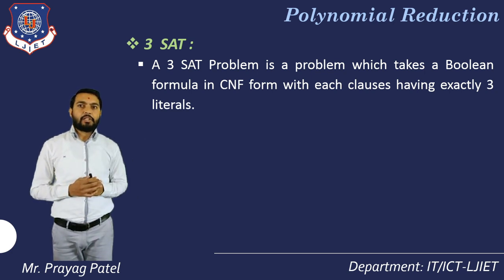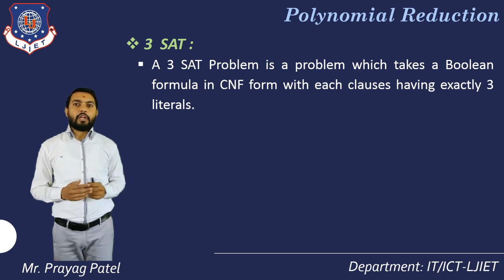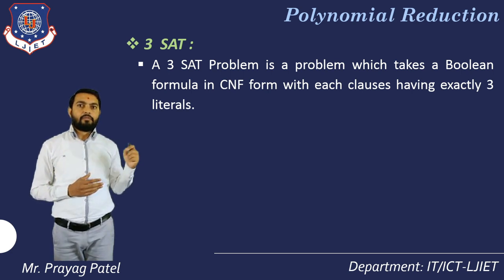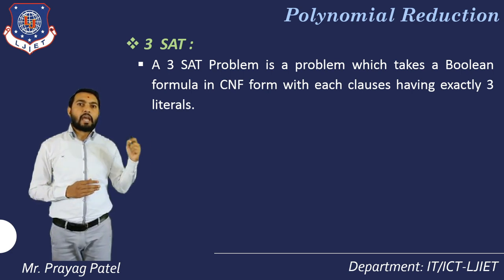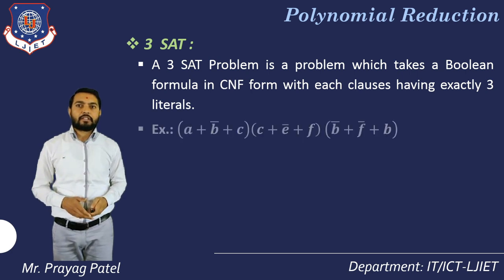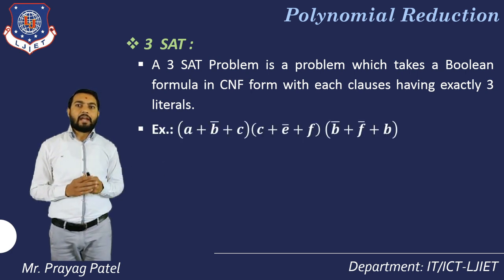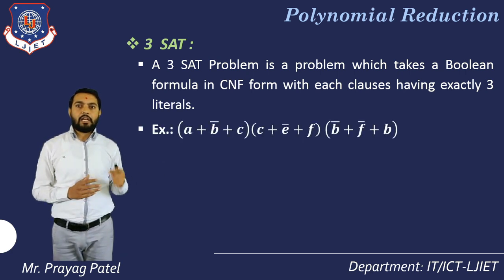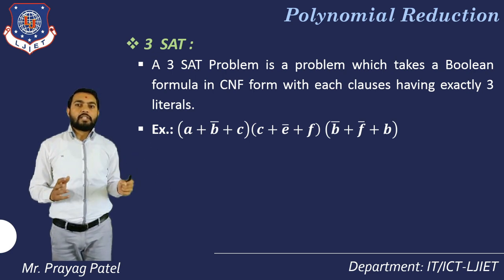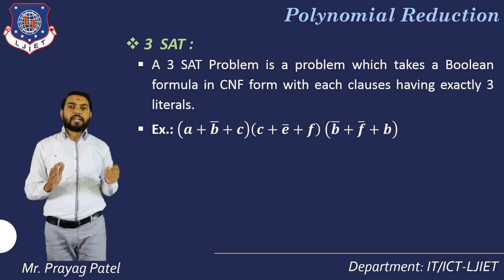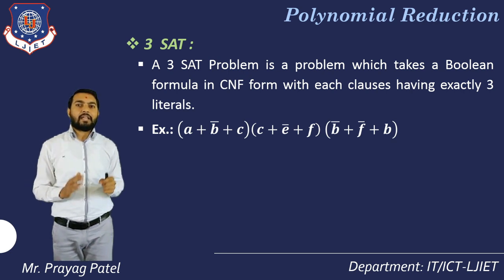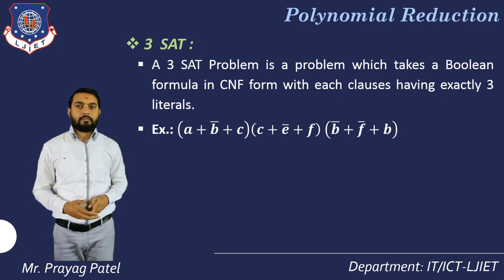So the definition of 3 SAT is: a 3 SAT problem is a problem which takes a Boolean formula in CNF form with each clause having exactly 3 literals. So for example, here we can write A plus B bar plus C, into C plus E bar plus F, into B bar plus F bar plus B. So this is considered as a 3 SAT. Each and every clause compulsorily requires 3 literals.